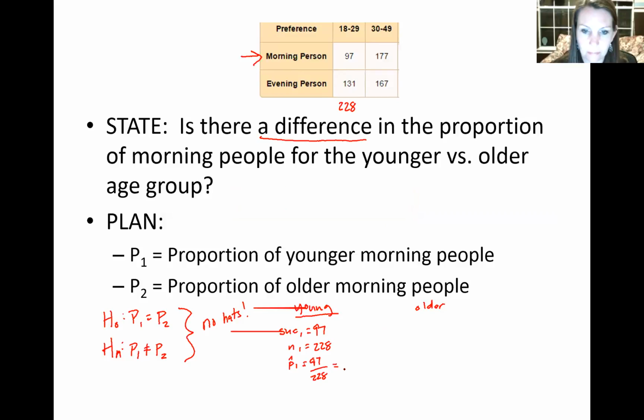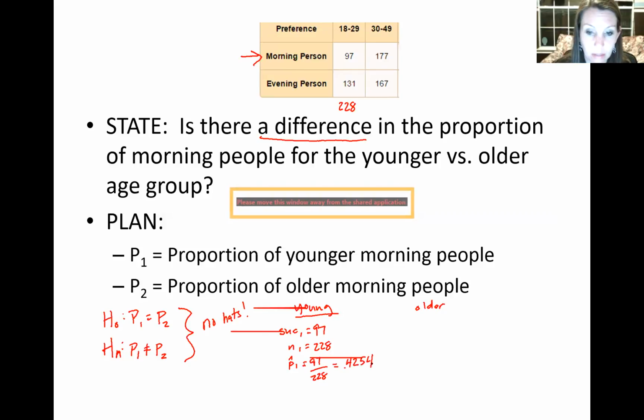Which is 0.4254. And when you're finding your initial P hat here, you can go ahead and round to 4 decimal places. Don't round any more than 4. You can start with 4 decimal places right here, and then as you're working through the problem, try not to round as much as possible. And then when you get to the end again, you can round to 4 again.